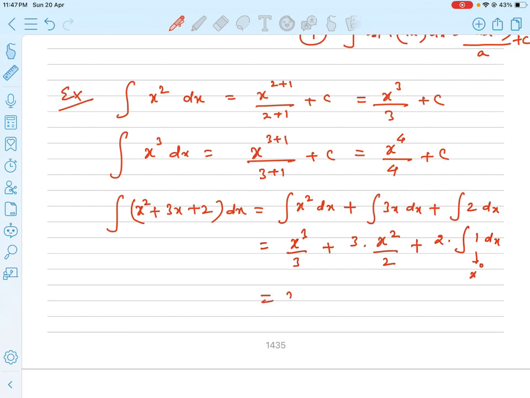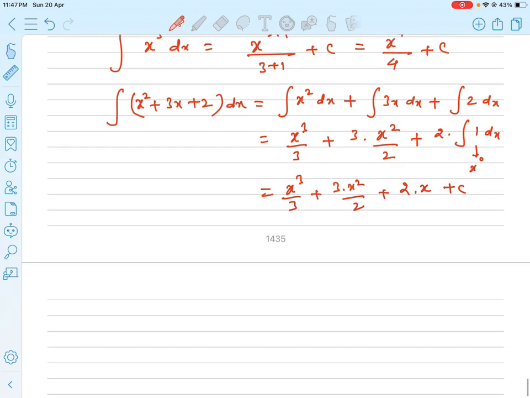So this can be written as x cube by 3 plus 3 times x square by 2 plus 2 times x to the power 0, the integration of x to the power 0 would be x to the power 0 plus 1 over 0 plus 1, which will make it x. And of course, plus c will also come into picture. Right? So these are some of the examples.